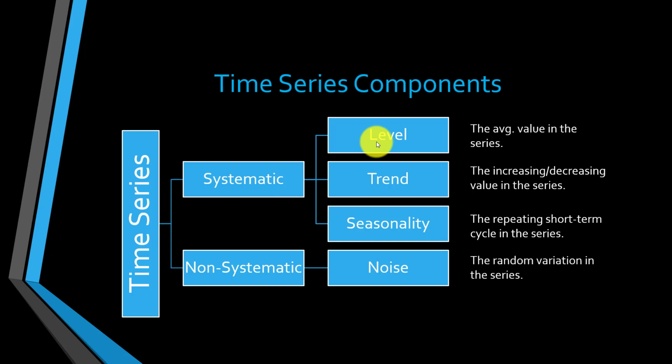Noise means it's just the random variation in the series. So, certain very high increases or decreases in the temperature, if we are just talking about measuring the room temperature. Okay, so we got an idea about the different components of the time series.